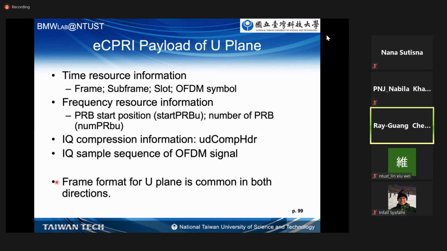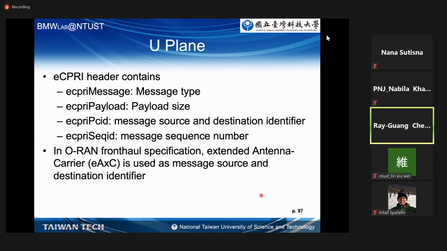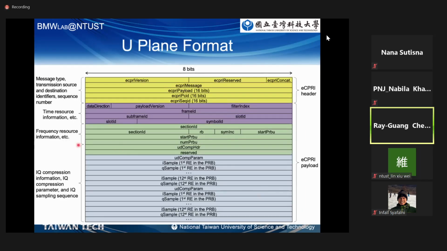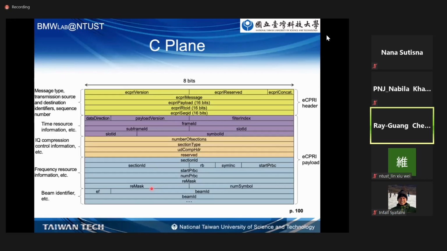I told you the frame format for the U plane is common in both directions, meaning from ODU to ORU and from ORU to ODU. So for this part, the first byte, you can see the length is 8 bits, which is 1 byte. So the first one shows you how you do your compression. Then comes your IQ sample. So this is for the U plane.